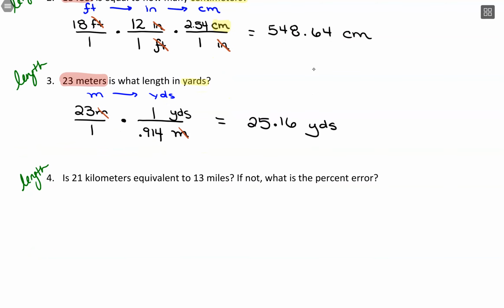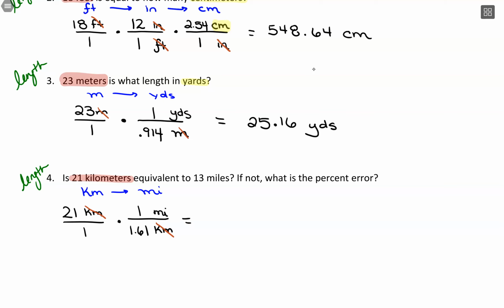All right, is 21 kilometers equivalent to 13 miles? So what we're going to do is take the 21 kilometers and convert it to miles. So we're going to have 21 kilometers, and we want to take kilometers, convert it to miles. So to do that, what I'm going to do is multiply, and I want kilometers to cancel out, and I want to be left with miles, and up above it tells us 1.61 kilometers is about equal to 1 mile. So with this, kilometers will cancel, and we'll have miles left over.